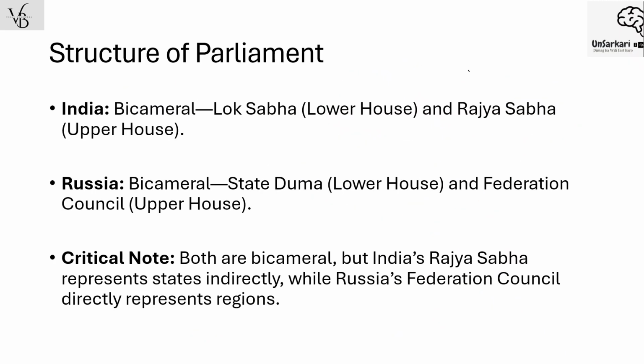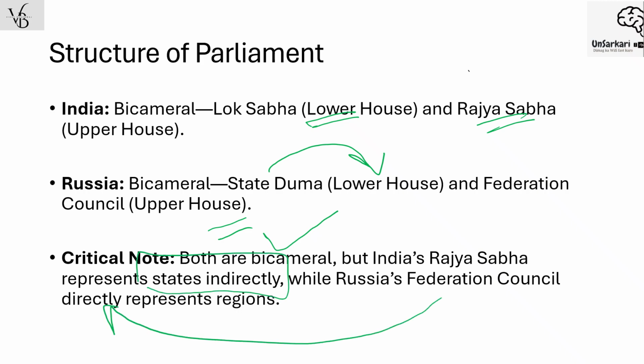When we say structure of parliament, so Lok Sabha is the lower house, Rajya Sabha the upper house. In Russia, the State Duma is the lower house. That means Lok Sabha is equal to State Duma. And the Federation Council is the upper house, like Rajya Sabha. So both are bicameral, but India's Rajya Sabha represents states indirectly, whereas Russia's Federation Council directly represents the regions. That is a very, very crucial difference.